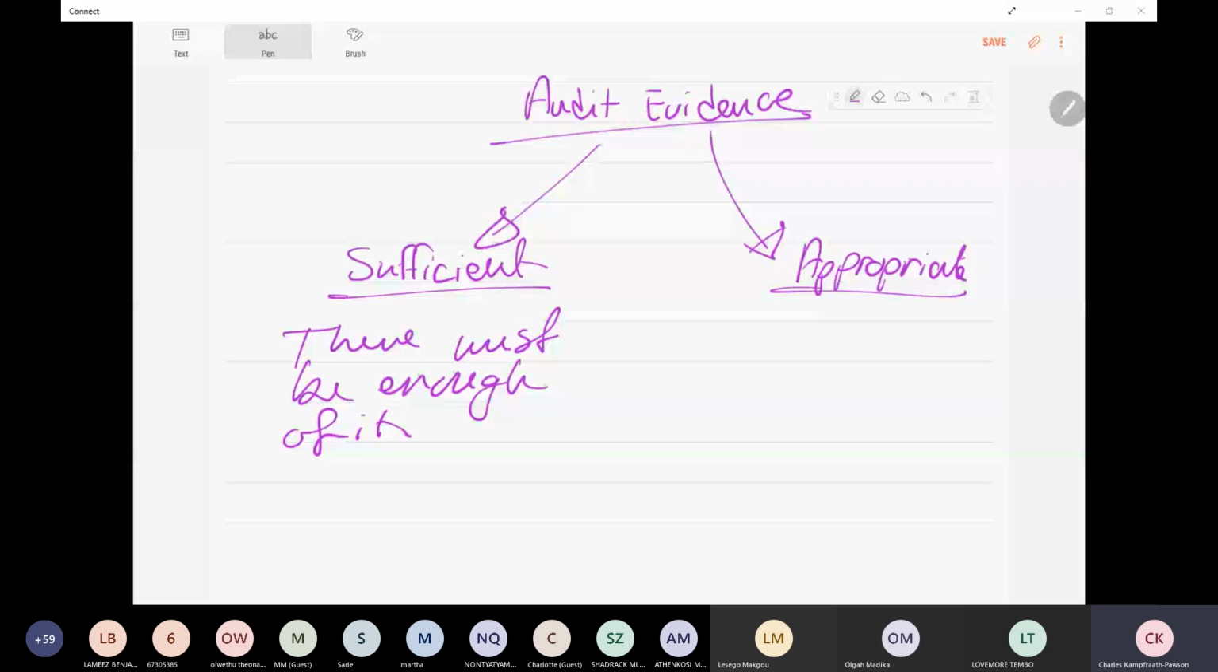What do we mean by appropriate audit evidence? It must firstly be reliable, and there's a hierarchy. And you can be asked in the exam what that hierarchy is. If we as the auditor develop that audit evidence ourselves, it is the most reliable audit evidence.